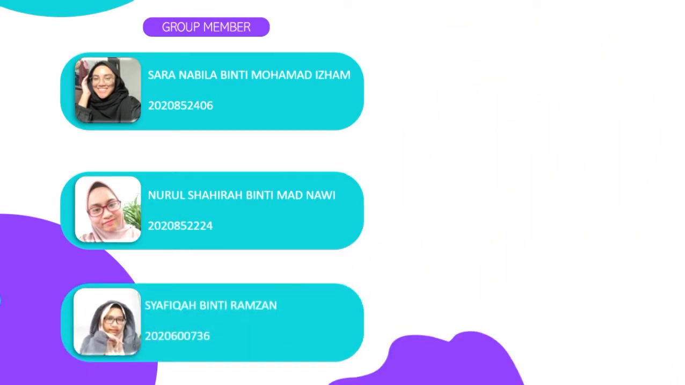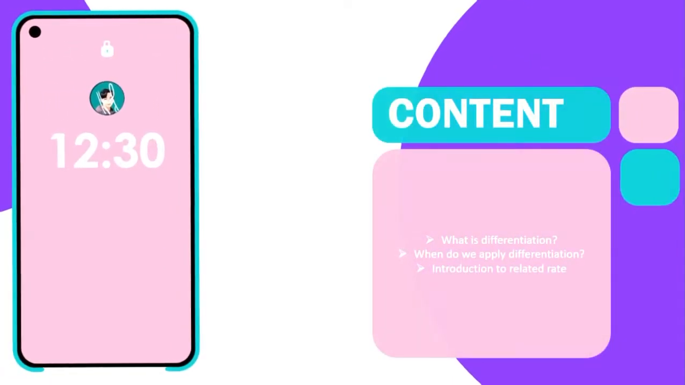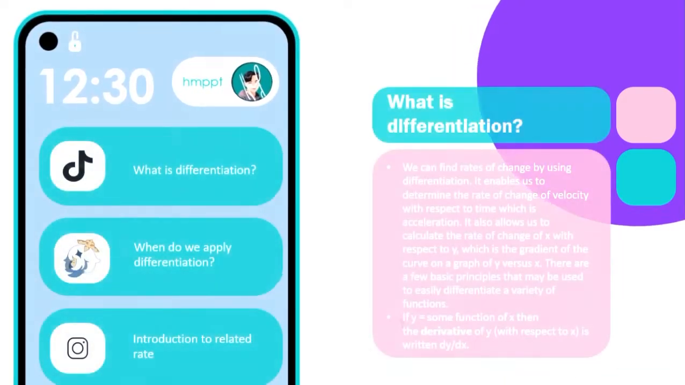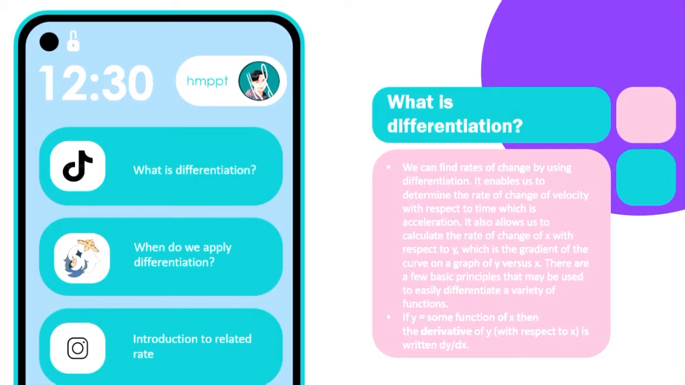I will begin the presentation with my slide, which consists of what is differentiation, when do we apply differentiation, and introduction to related rate. In application of differentiation, we have to know what is differentiation. So we can find rate of change by using differentiation.